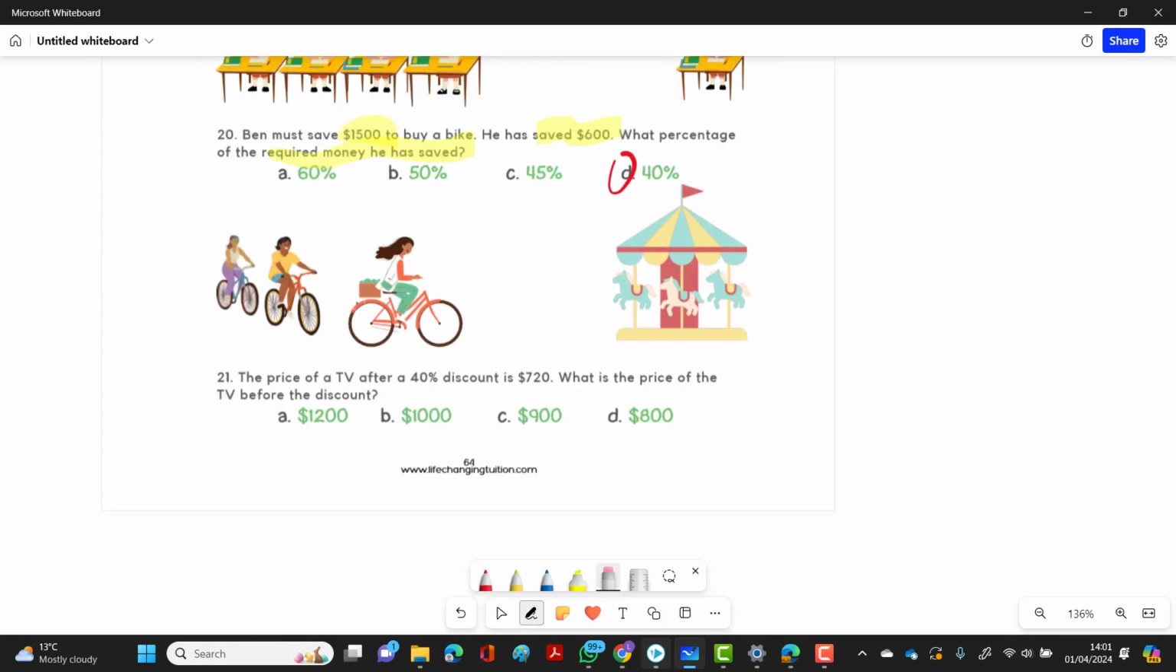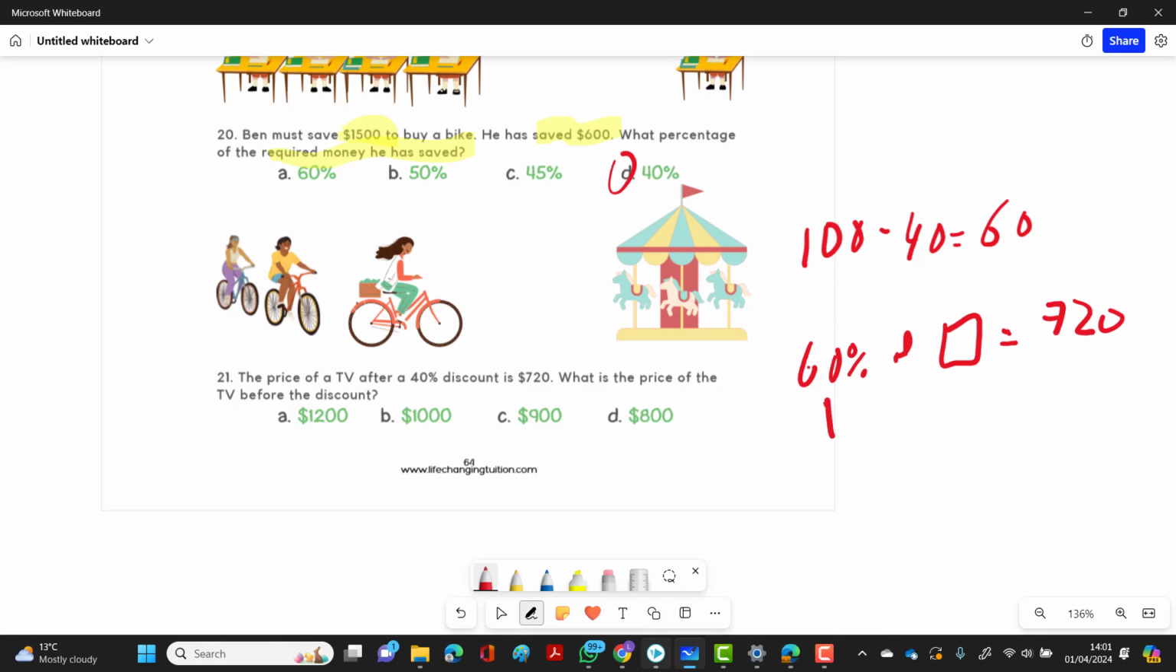And the last question. The price of a TV after a 40% discount is $720. What's the price of the TV before the discount? So we've done this before. So you do 100 take away 40, which equals 60. So 60% of something equals 720.